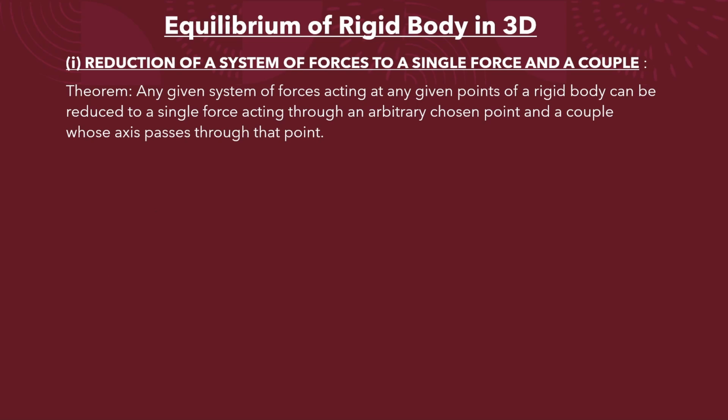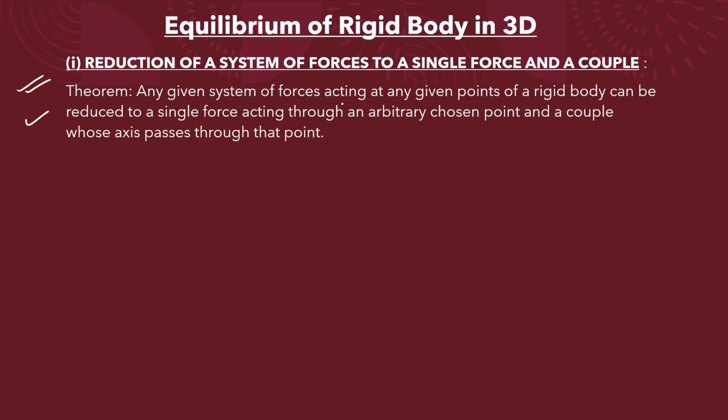In the last lecture, we started the discussion on the equilibrium of rigid body in 3 dimensions. We discussed the introduction part. Let us move further. So we have the reduction of a system of forces to a single force and a couple. Based on this, we have a theorem.